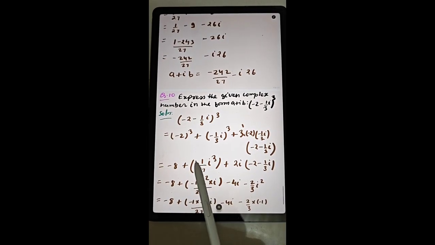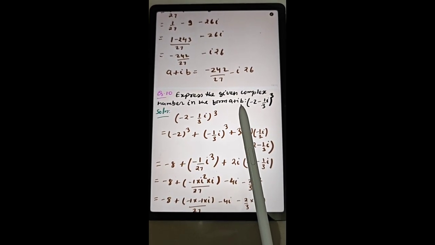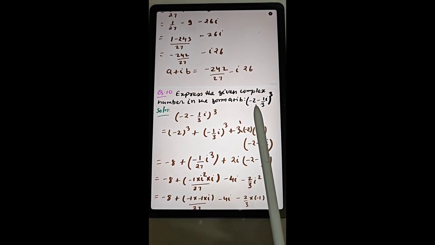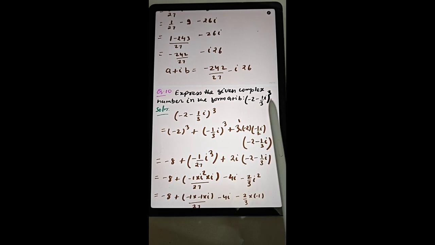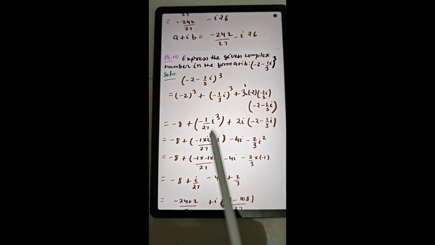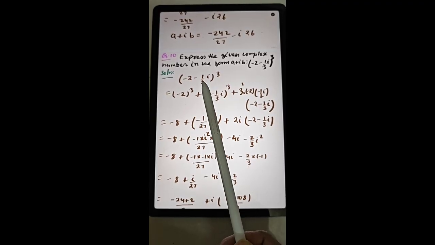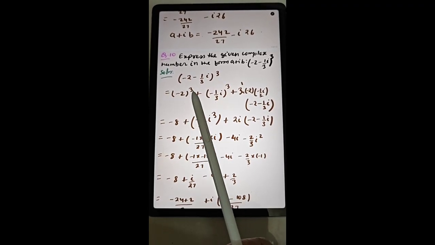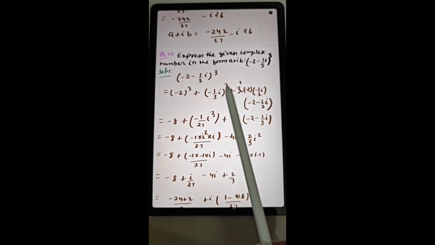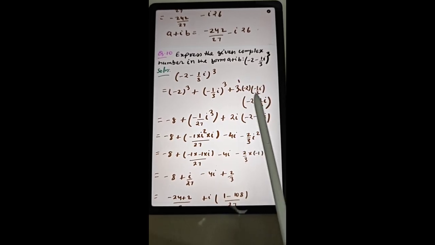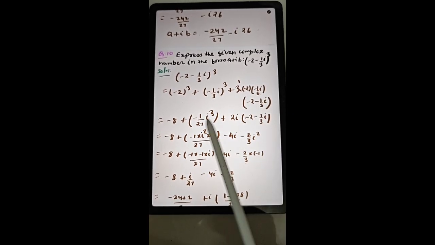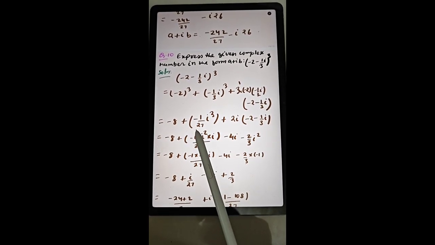Now come to the 10th part. Again this is the expression (minus 2 minus 1 by 3 iota) power 3. So again (a plus b) whole cube you have to break. A is minus 2, b is minus 1 by 3 iota. So minus 2 cube, (minus 1 upon 3 i) cube, minus 3ab and (a plus b). So simplify it and you will get the values.